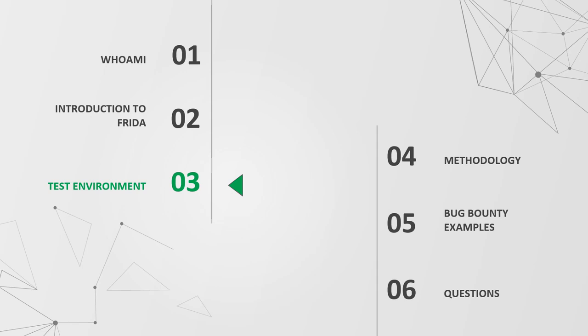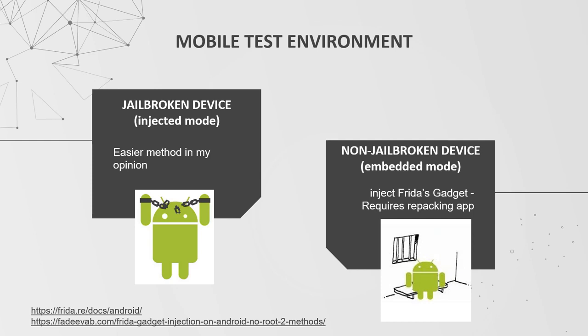Okay, now let's go through setting up the test environment. So there are generally two ways you can use Frida. One way is using it on a jailbroken phone, which is personally my preferred option. Essentially, you upload the Frida server binary onto the jailbroken phone and then run it using ADB. It's pretty straightforward, and I'll show you in a second how this is done.